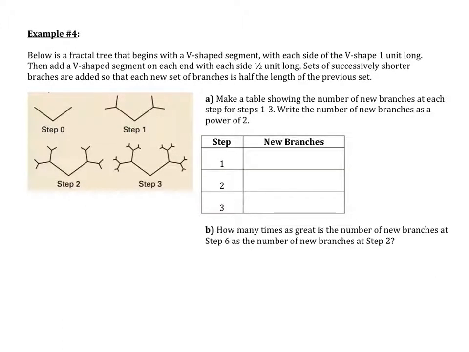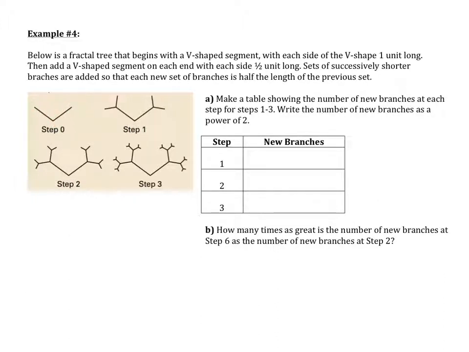Next, let's look at a story problem. It says, example number 4. Below is a fractal tree that begins with a V-shaped segment, with each side of the V shape 1 unit long. Then add a V-shaped segment on each end with each side 1/2 unit long. So if you look at the first step, here's step 0, meaning the step before the first step. We start off with a V shape. This is 1 unit long, 1 unit long.